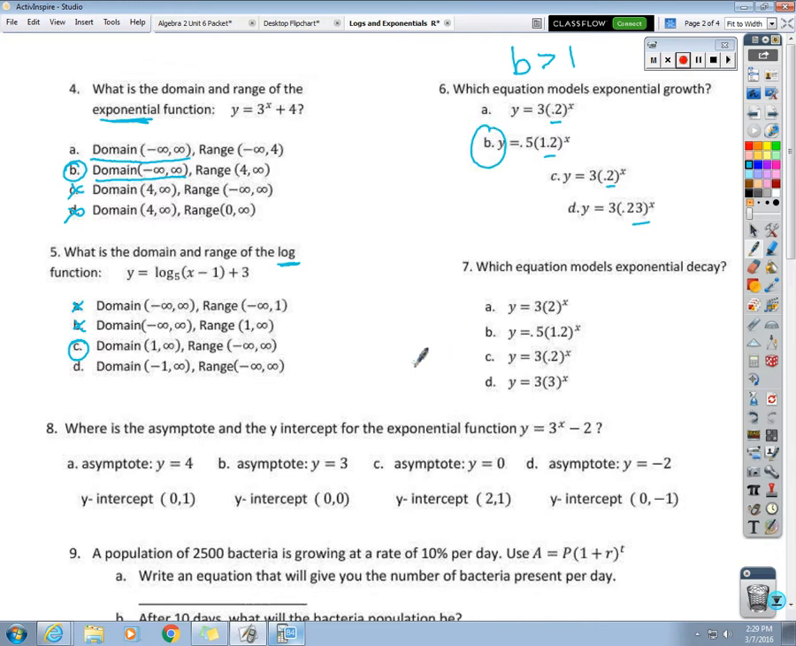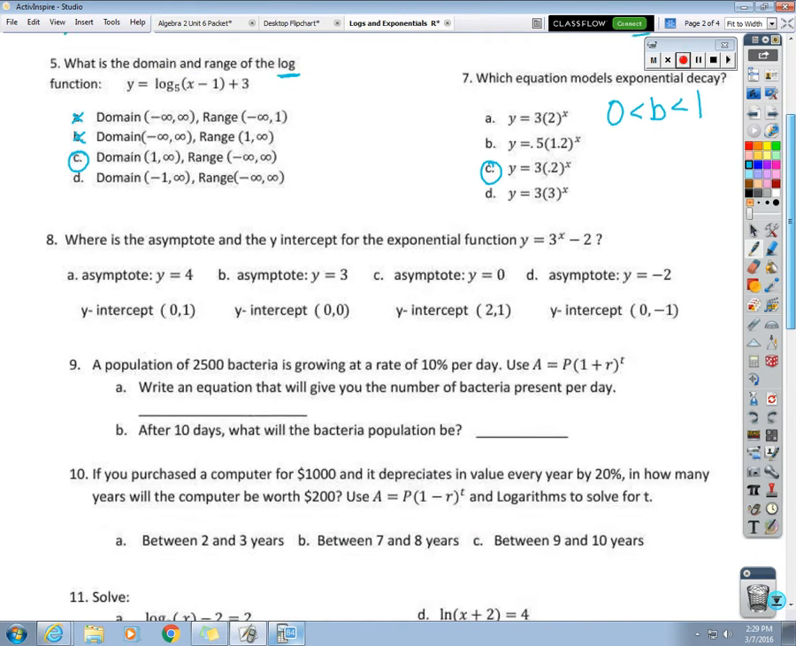Okay, for 7, which equation models exponential decay? B is. It's the only one. That's no B. Oh, because it's 0.23. That's like 23 cents. Okay, 7. Which one models decay? C. That's the only one that's less than 1. Okay, remember for decay, it has to be less than 1 but greater than 0. It'll never be a negative number, your B value won't be, but it could be less than 1, which means it's a decay.